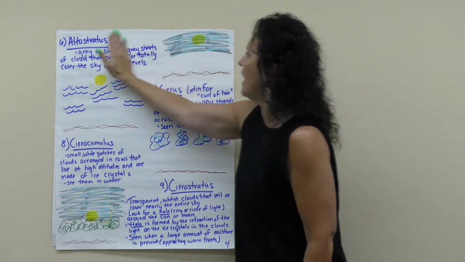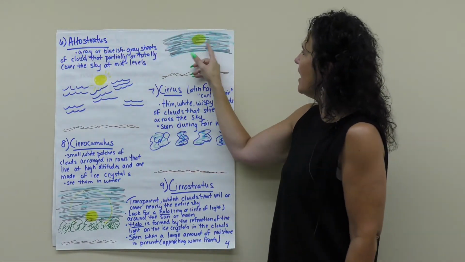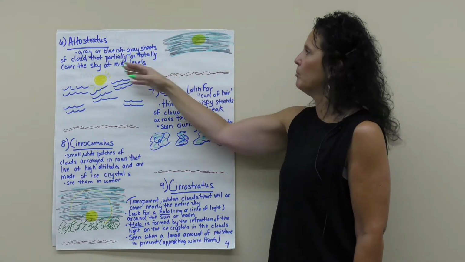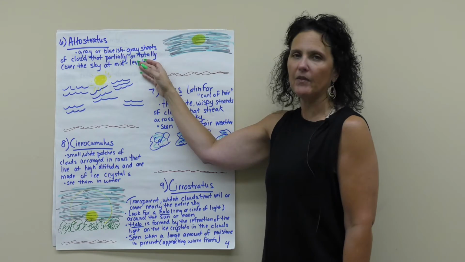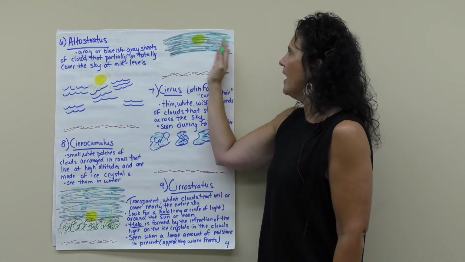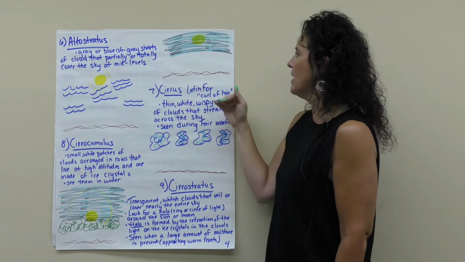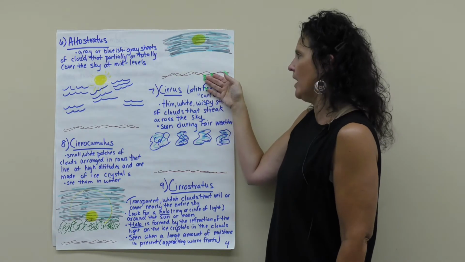High up we have the altostratus. This is the sun, and these kind of block out the sun. They're bluish or grayish sheets of clouds, and they can either partially block out the sun or totally cover the sky at those mid-levels. In the middle represents the ground, right?